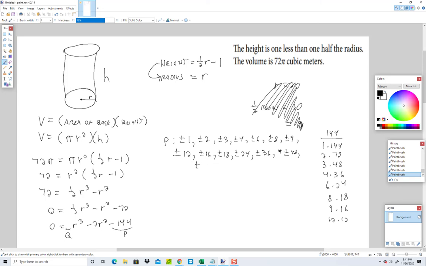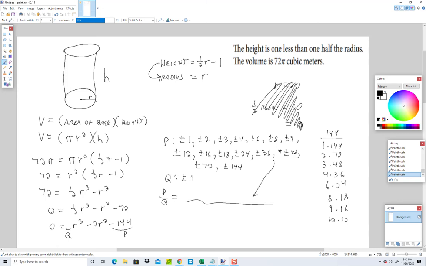Let's see, plus or minus 72 and plus or minus 144. Now Q, the number that's in front here, is a 1. The only thing that gives that to me is a 1 times 1. Now all of our possible rational answers would be P over Q. So I take each value of P, put it over Q. 1 over 1 is 1, 2 over 1 is 2, 3 over 1 is 3, and so forth. So basically, this is going to equal all the values from P. That always occurs when you have just a 1 here.